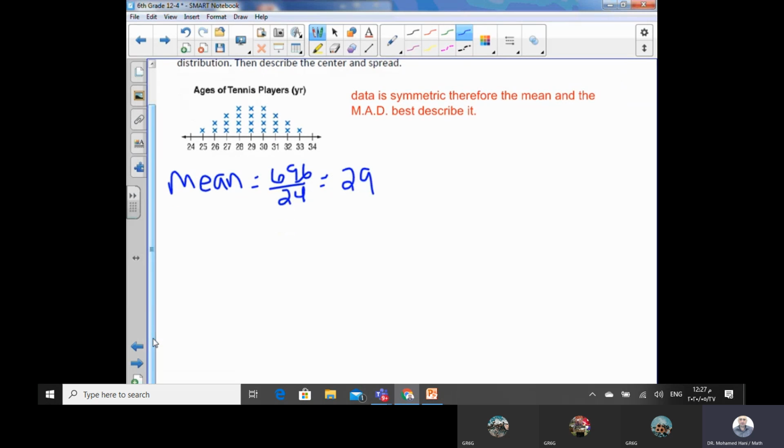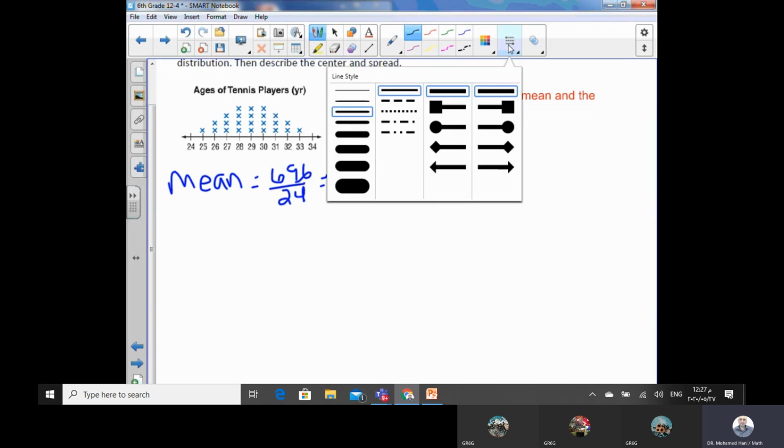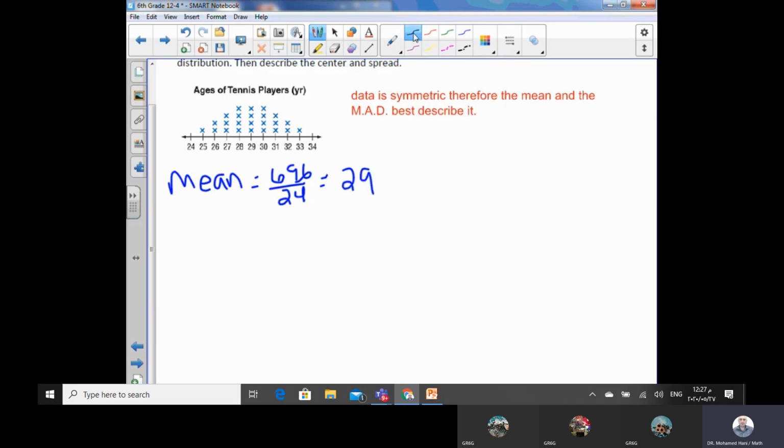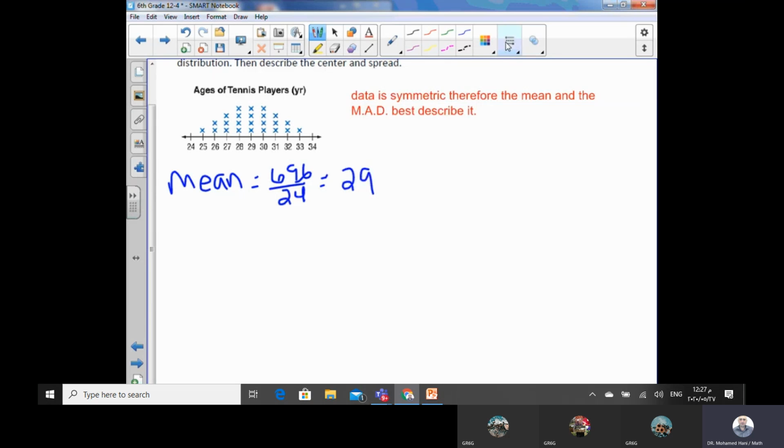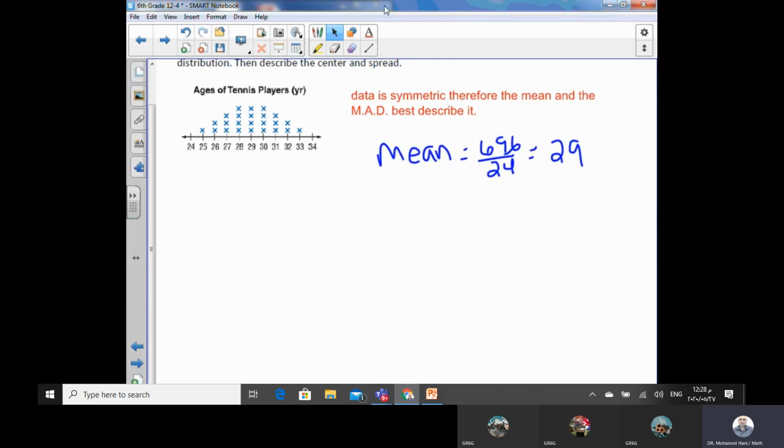Now, once we have the mean, we need to find the mean absolute deviation. We are going to take the absolute value of every data value subtracted from the mean, and remember, put your largest number first. So 29 minus 25, absolute value. I'm going to write them all first. Actually, there's an easier way we can do this. Because we have a line plot, there's a way we can do this without so much writing. We know that the mean is 29.